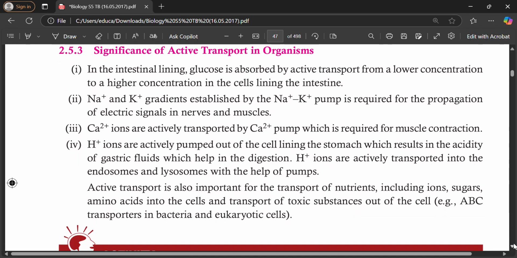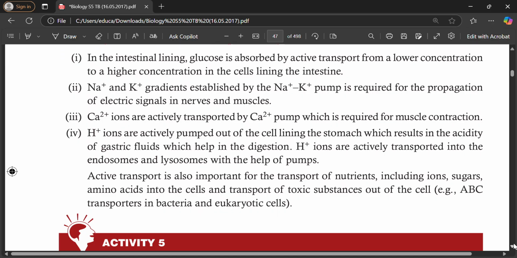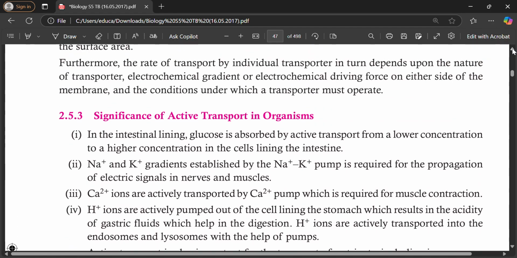Hanyuma rero ni uwuhe mumaro wa active transport? Active transport ifasha mu bintu byinshi. Nk'urugero ni gute turabizi ko muri digestion mumara hari uburyo amara nayo yabsorbinga nutrients. Nuvuga ngo rero nutrients especially nka glucose iba absorbed mu mara hakoreshejwe active transport.